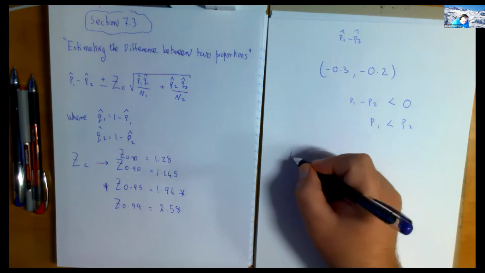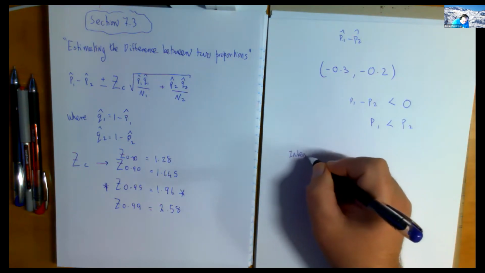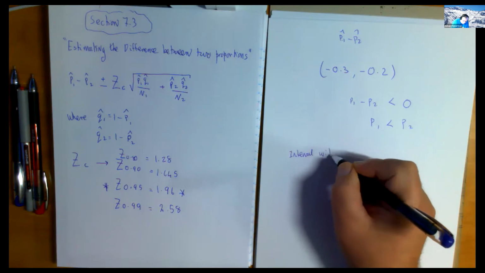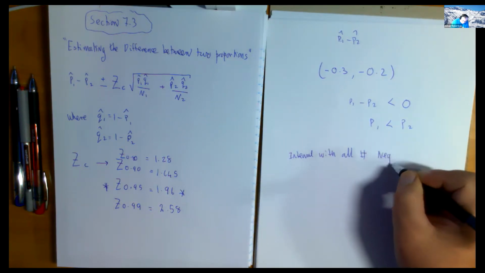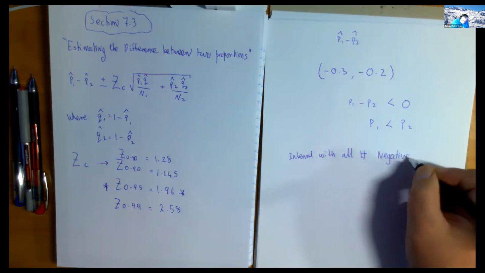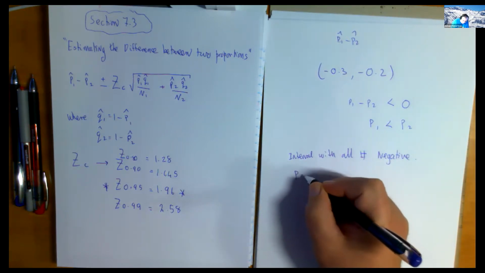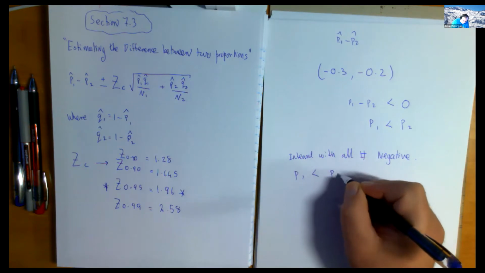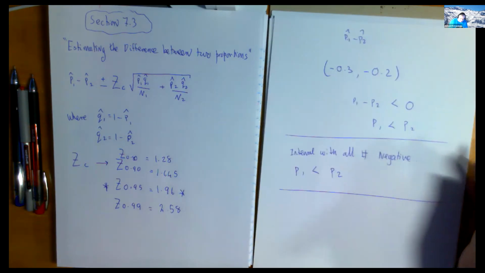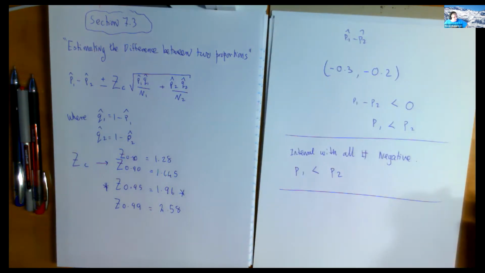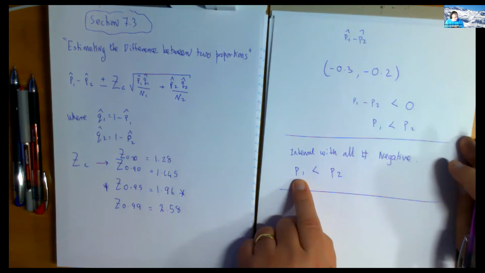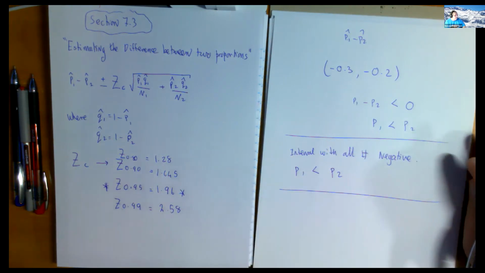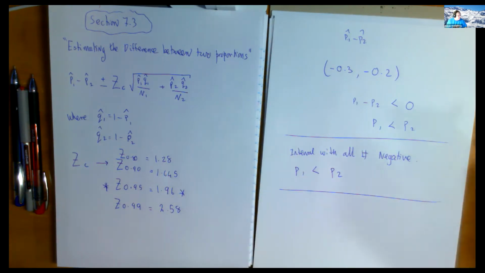So if you get an interval with all the numbers negative, then you can be pretty sure that P1 is less than P2. Does that make sense? If the interval is always negative, the first guy is less than the second. So that would be the first guy gets a lower percentage of votes than the second guy. So wouldn't that mean the second guy would win, if it was an election story?